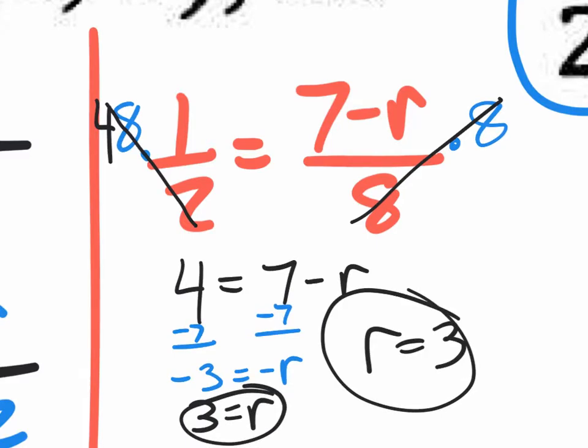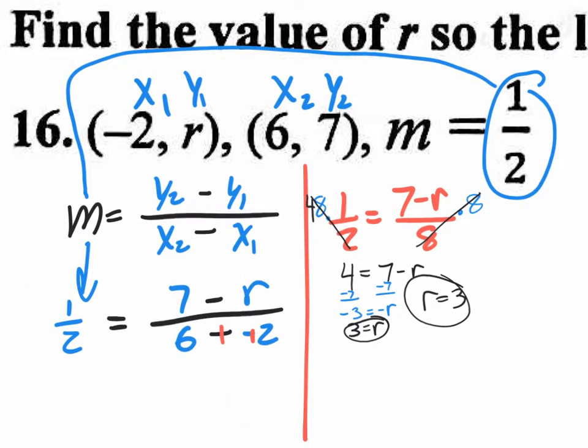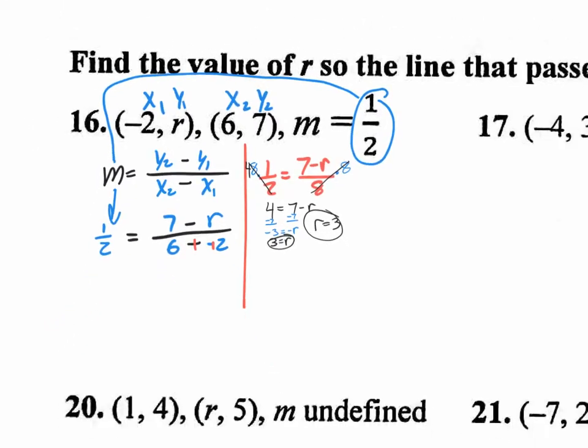That's not your slope. We just found the value of r. So if I were to take the r value of 3 and put it right there, and let's say I did graph the coordinate negative 2, 3, and the coordinate 6, 7, and I drew a line through both of those points, I would see that it rises 1 and runs 2. That would be the slope of the line if this r was 3. So we found the missing value that actually gives us a line that produces a slope of 1/2. Any other ones?